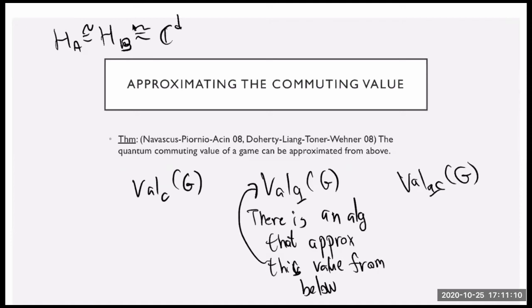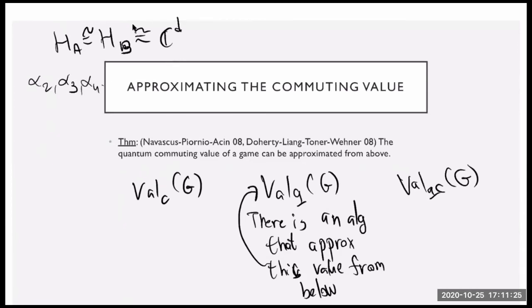I'm claiming that you can approximate it from below. You can generate a sequence of non-negative numbers. You will generate something that we will call alpha_2, and then you will generate something called alpha_3, and then alpha_4, and so on and so forth. And this sequence of numbers will converge to this value. So the limit of this thing is val_q of G. And now I'm explaining how you should do it. It is independent of the game, except that you need to know the sizes of O_A, O_B, I_A, and I_B.